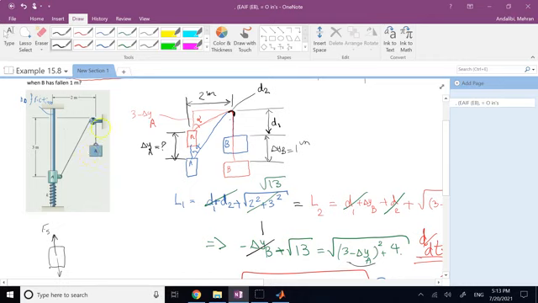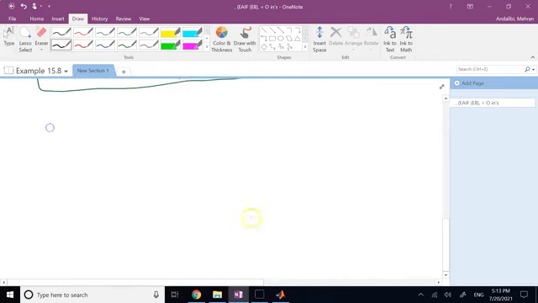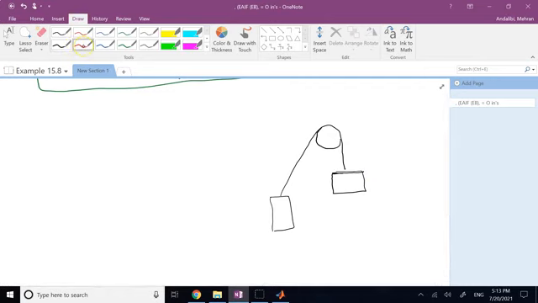So in this case, instead of 2 FBDs, I'm going to just draw one for the entire system. So here is block A, this is block B, and I would include the pulley as a part of the system as well. Okay, so this is my system. Now what are the forces on it? Well, clearly the mg terms.